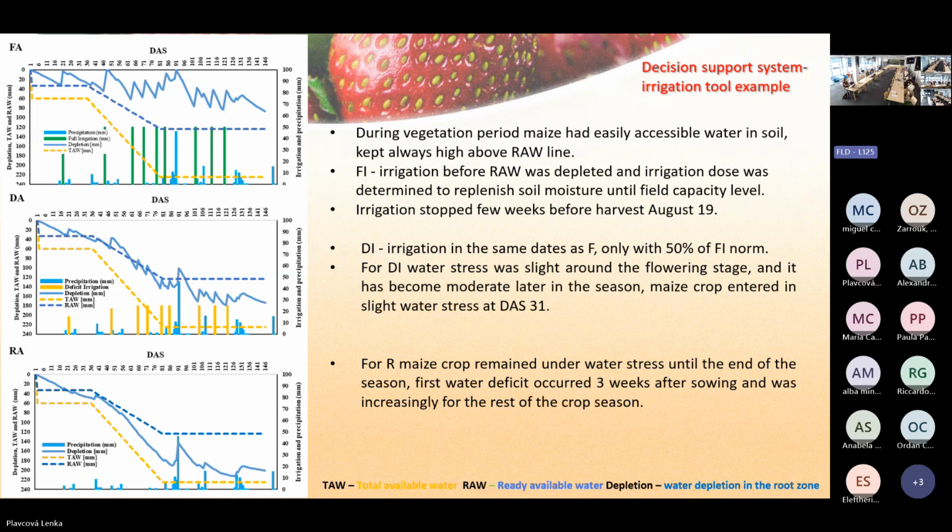But it's good that these things are really easy to use, and if you have a good weather station or weather prediction, you can optimize your irrigation and manage your irrigation.